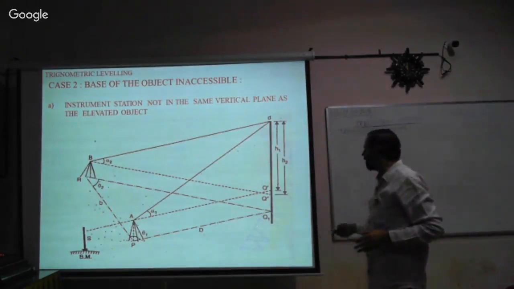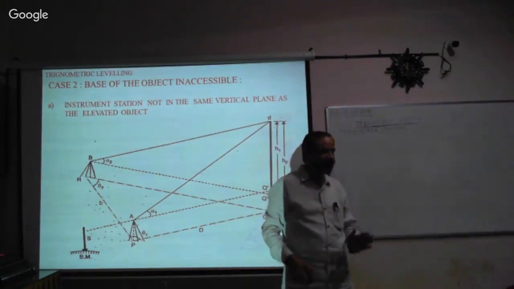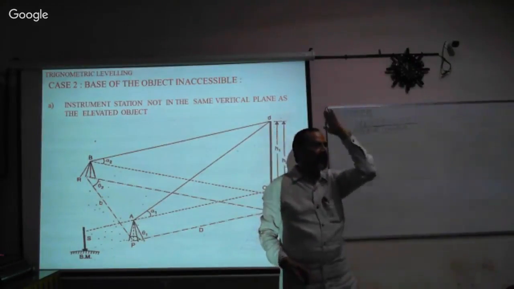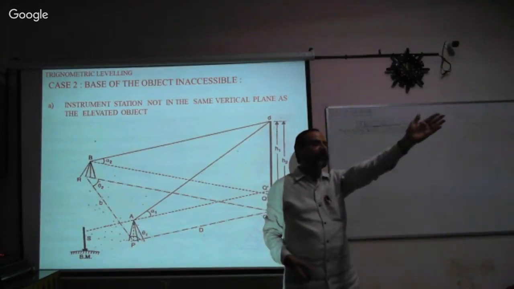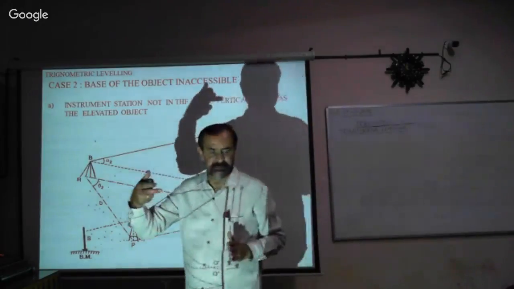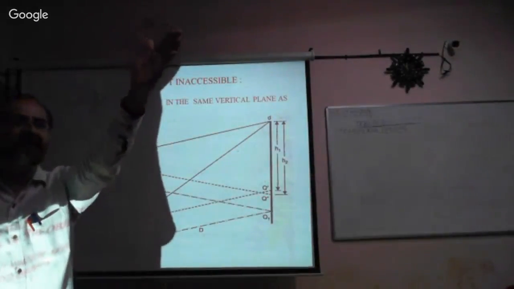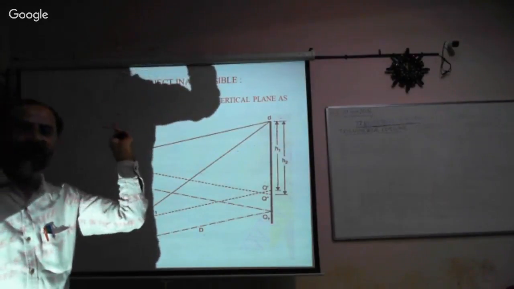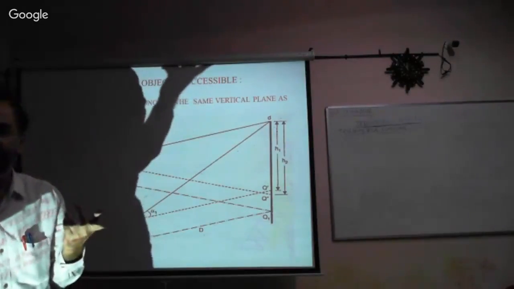This is the first station and the elevated object. That is one plane. Instrument station and the elevated object are in one plane. And the second instrument station and the elevated object is another vertical plane. Therefore, it is the double plane method. Understood the difference between the single plane and double plane method?